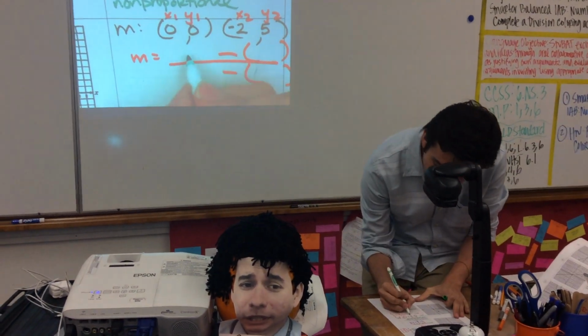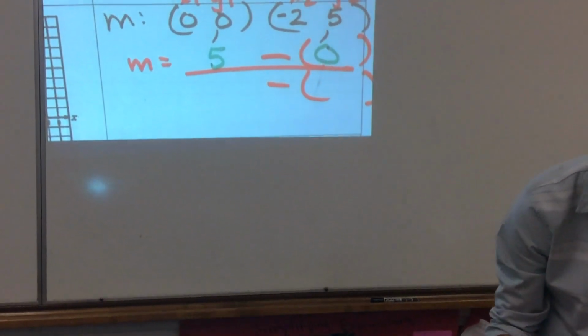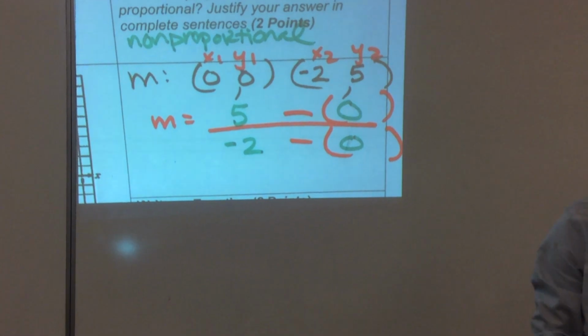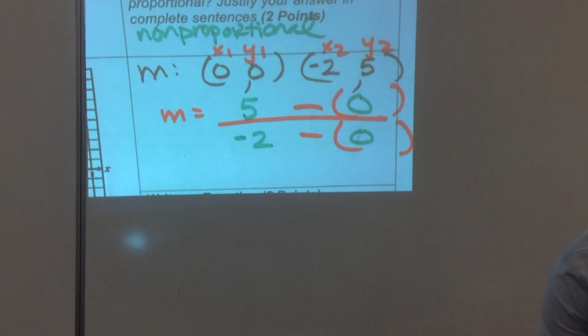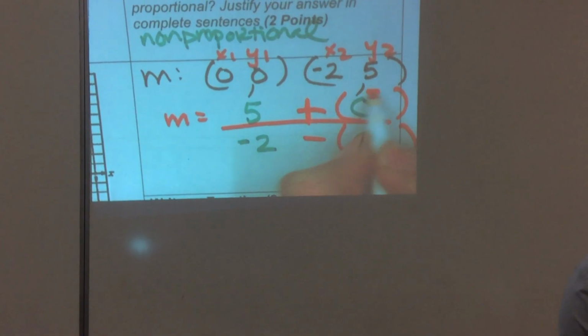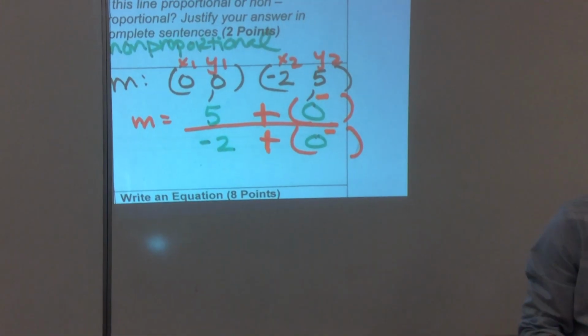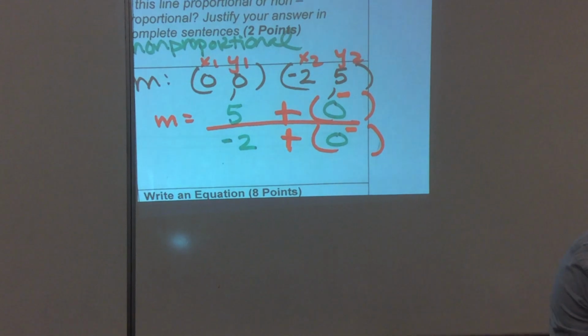So it's 5 minus 0 over -2 minus 0. Then I do same change, change, same change, change. Look at the top. Same sign or different signs? Different. So what do you do with the numbers?